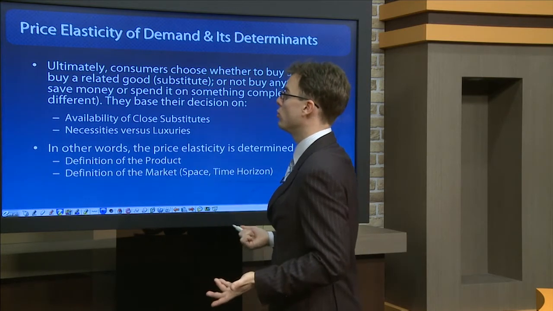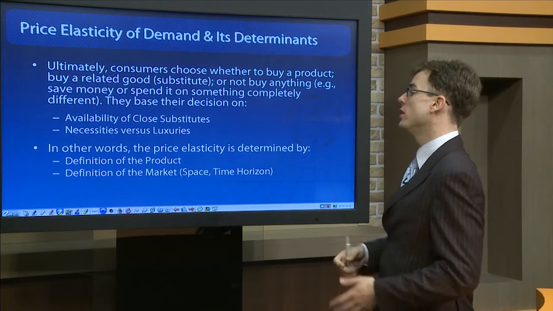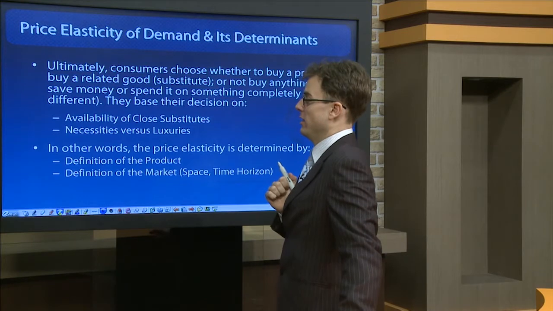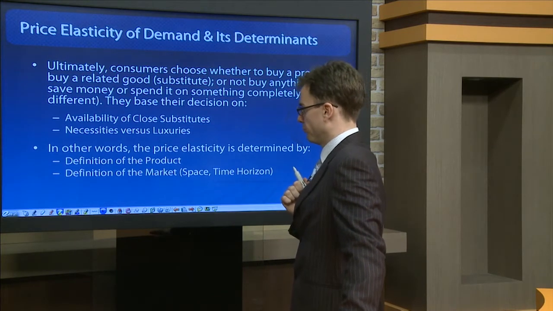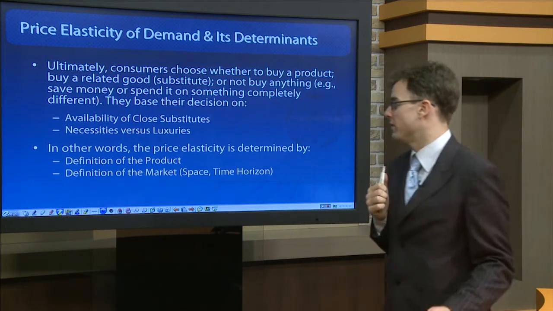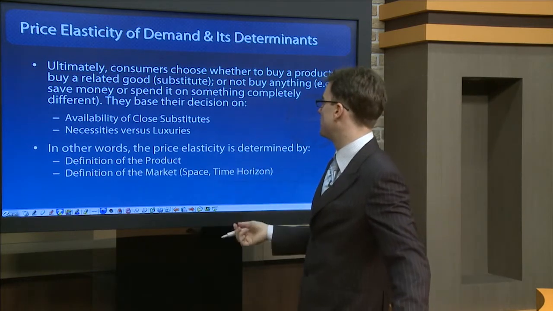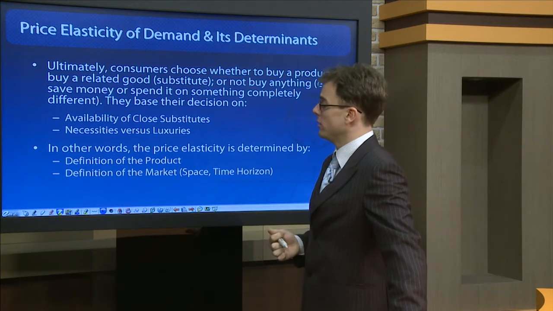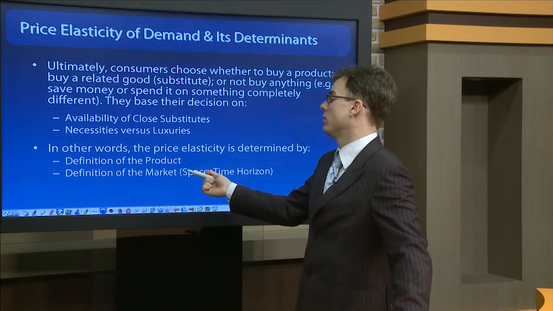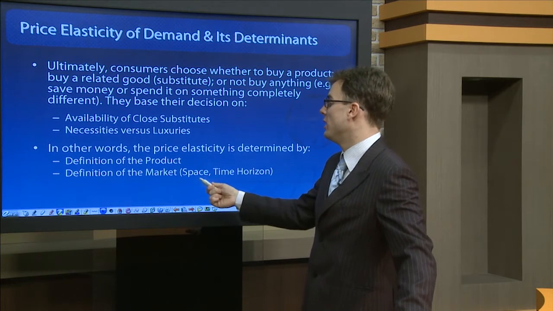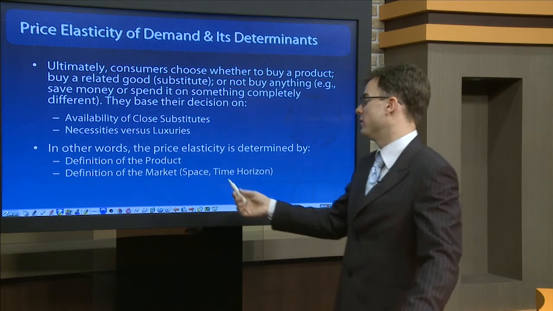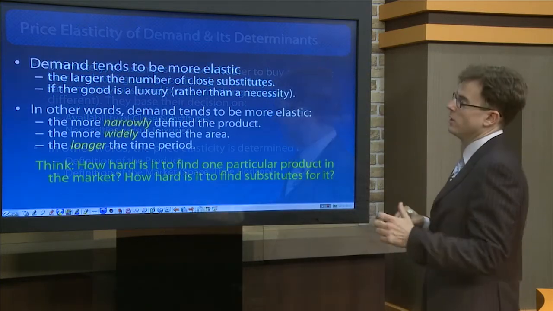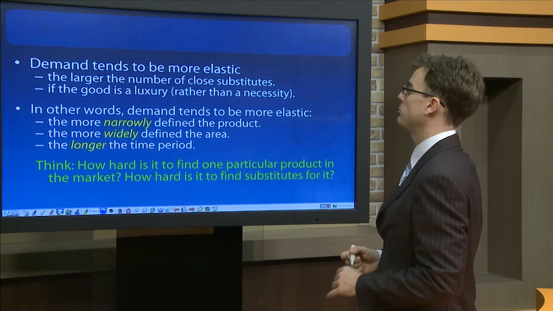They might decide to enjoy their life more, get more leisure time, not earn as much, and not buy commodities in the marketplace. So in other words, we will say that the shape of the demand curve, or the price elasticity of demand, depends on the definition of the product and the definition of the market. How hard is it to find substitute goods in the same time and space? So how many available substitutes are there?